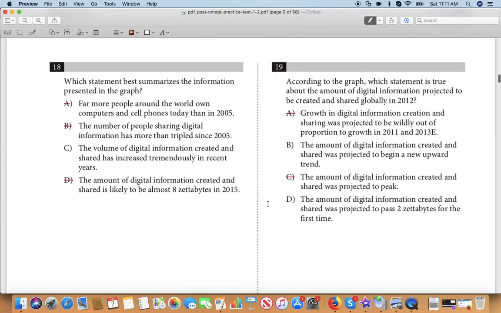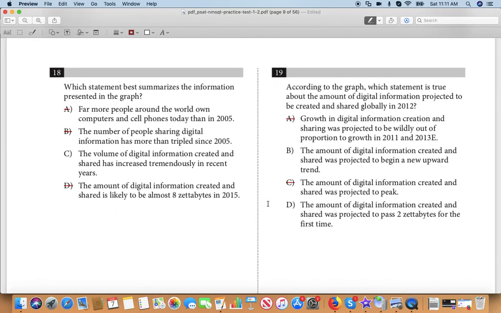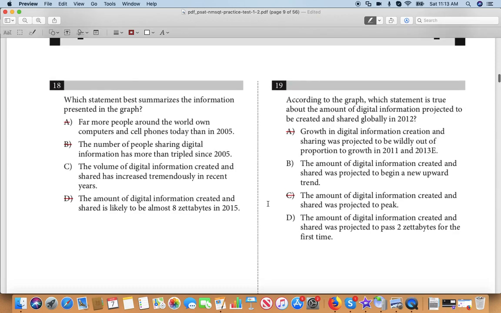So we've got to pick between B and D. I would say D because it's set in stone. There's no question about that, is there? Which statement is true? What's wrong with answer choice B? There's something wrong with it. Projected to begin a new upward trend. It doesn't say. Well, I mean, it could go, but it just doesn't.